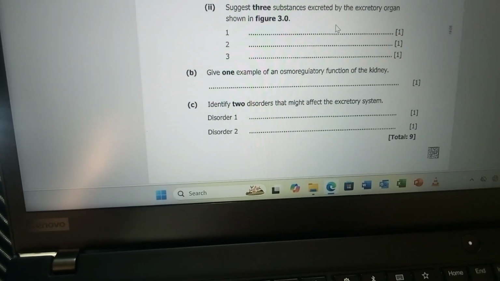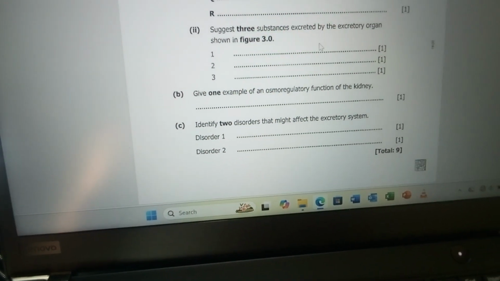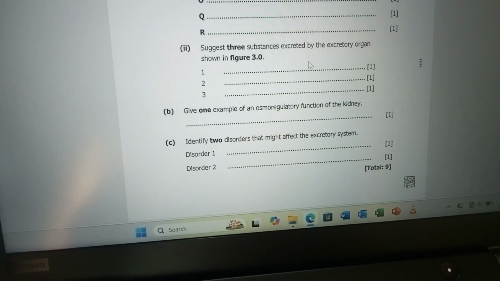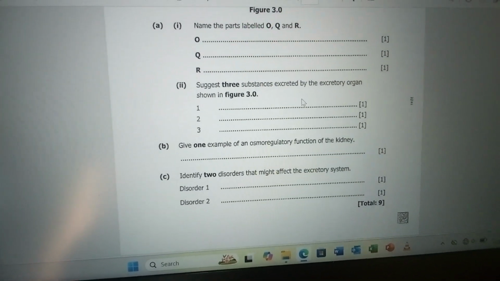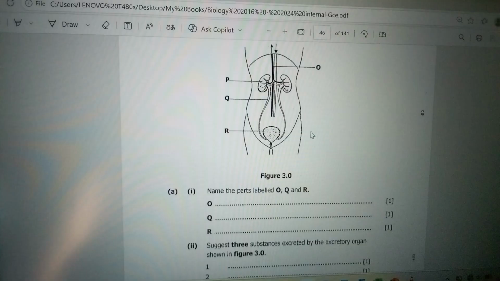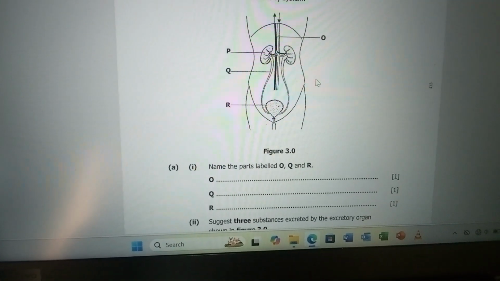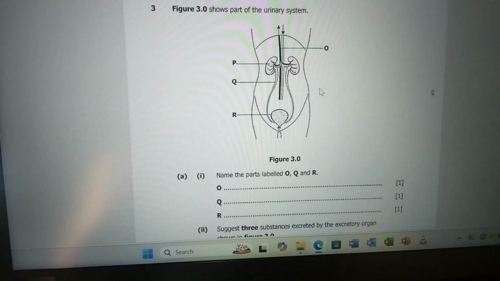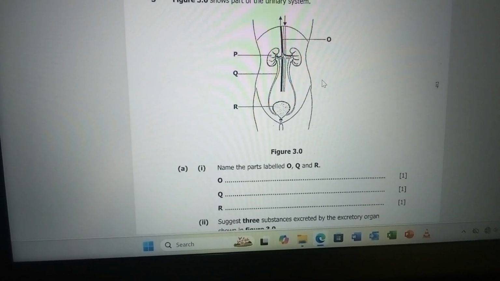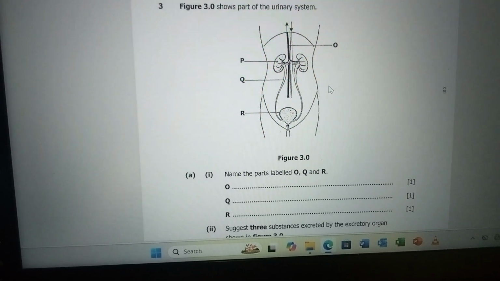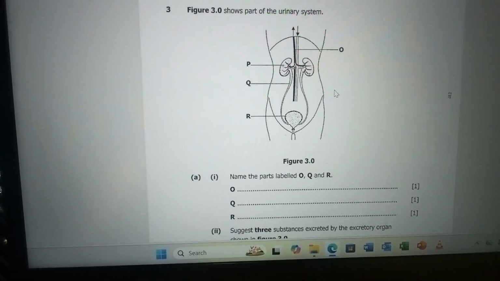So C, they are saying identify two disorders that might affect the excretory system shown. One disorder that can affect the urinary system is what we call kidney failure. Kidney failure is just the malfunction of the kidney, where the kidney fails to perform its function properly. And then we have the second one called nephritis. That is where the nephrons become inflamed, and they fail to perform their function properly.